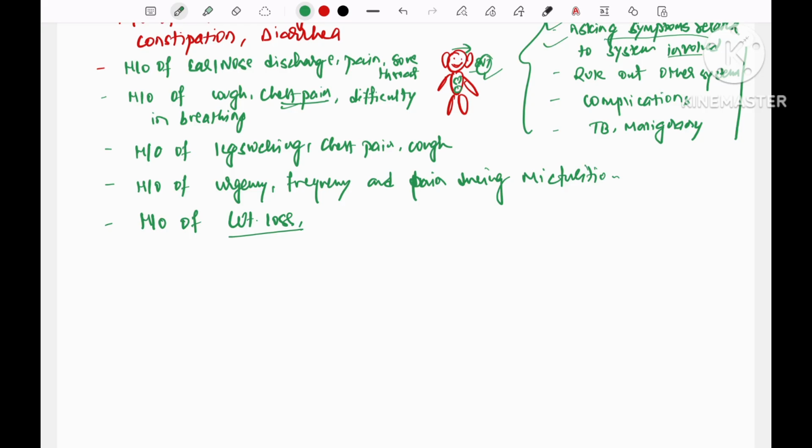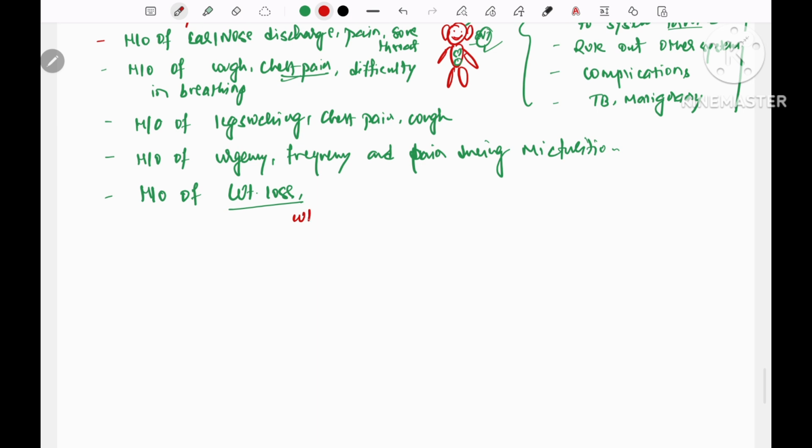One way is to assess the weight loss in that way, and another is if the patient can recall the weight which was taken before this systemic illness, this complaint, like 1 year 2 years back, and then compare it with the recent weight. If there is a difference, then we can assess weight loss. But how much weight loss is significant? If there is weight loss of 10% in 6 months, then this is significant weight loss.